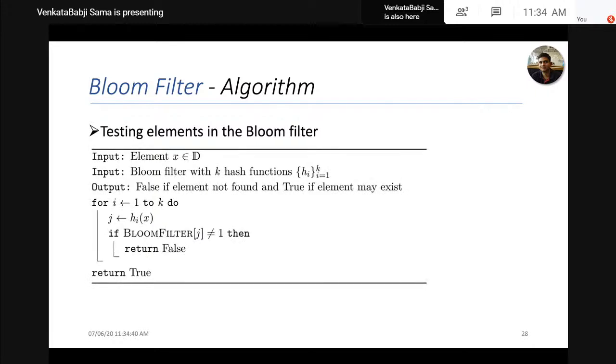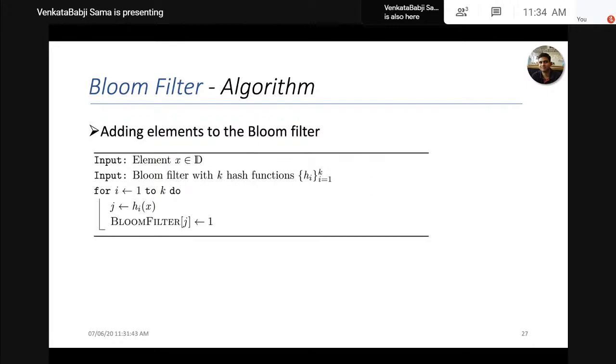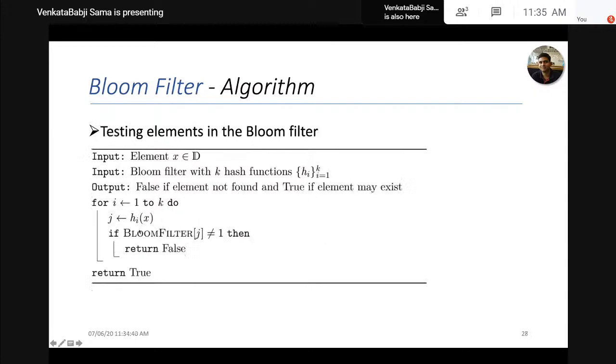And there are two operations, as we said. For membership test, we should also, for practical reasons, be able to add to the set. This is what it is going to do: it goes through all the K hashes, generates the hashes, and then sets those bits in the Bloom filter's bitmap.